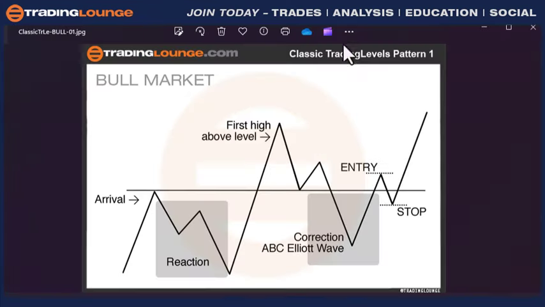And really, this pattern at the top here at 100,000 is really just trading level one, and we'll see the arrival, the reaction. And this support here will be the support that's being gleaned now over here. And then we'll have the arrival, the reaction, the first high above the level, an ABC pattern, and then we go up again at that point.